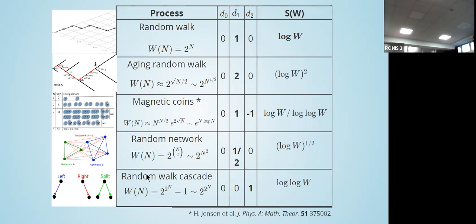You can think about another example where you have the so-called aging random walk. So then you have a walk where you throw a coin, do one step in some direction, then you throw a coin again, and you have to do two steps in the same direction. Then you throw a coin and you have to do three steps in the same direction, and then four and five and so on. And if you then do the calculation, you see that the state space grows approximately like 2 to the square root of n. So it's like 2 to n half. And then by the calculation, the scaling exponent is 2. And then the extensive entropy is log W squared.